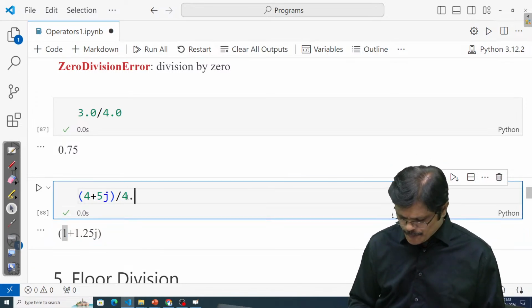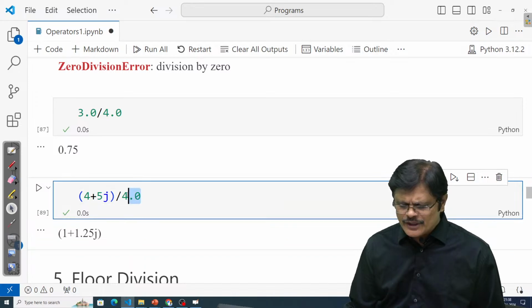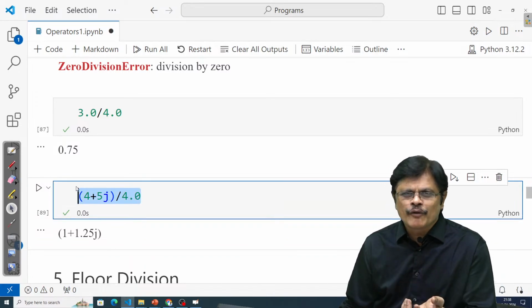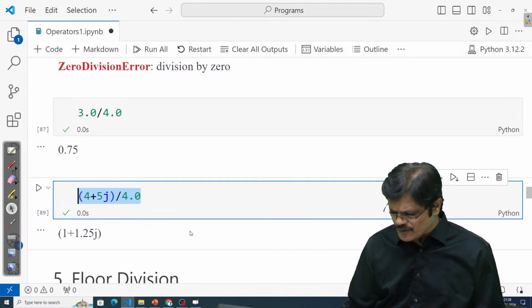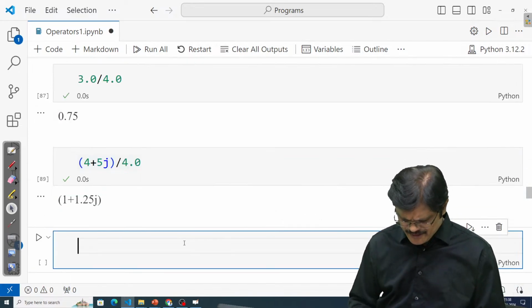Now what if I do 4.0? Still it is doing the same thing, 4 plus 5j. So this is division of any integer or float by a complex number, or dividing a complex number by an integer or float. What if I divide a complex number by a complex number? You can try that also.